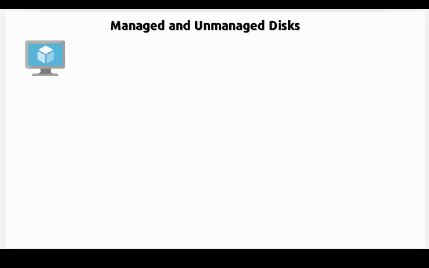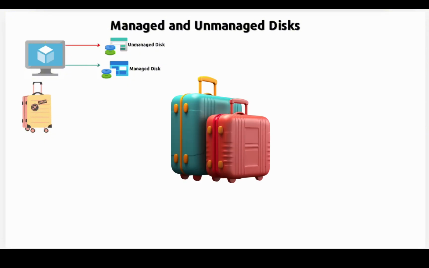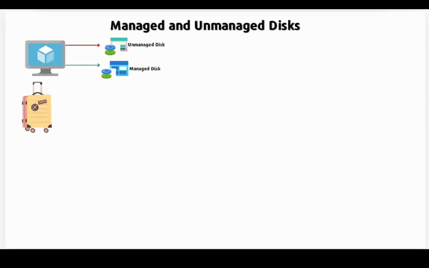So when you create a VM, we already know that these disks are stored in storage accounts. You can choose between two types of storage accounts, either a managed or an unmanaged storage account. Now what is unmanaged disks? This is like packing your own luggage, and then you are responsible for making sure it fits in the storage compartment. No fun when you have a huge number of VMs, right? Managed disks. Think of this as having someone else organize your luggage for you. Now what Microsoft does is it handles all the heavy lifting, so you don't have to worry about managing individual VHD files.